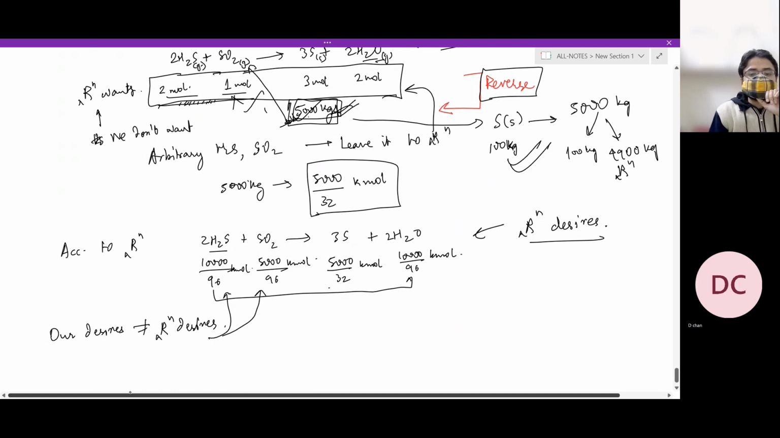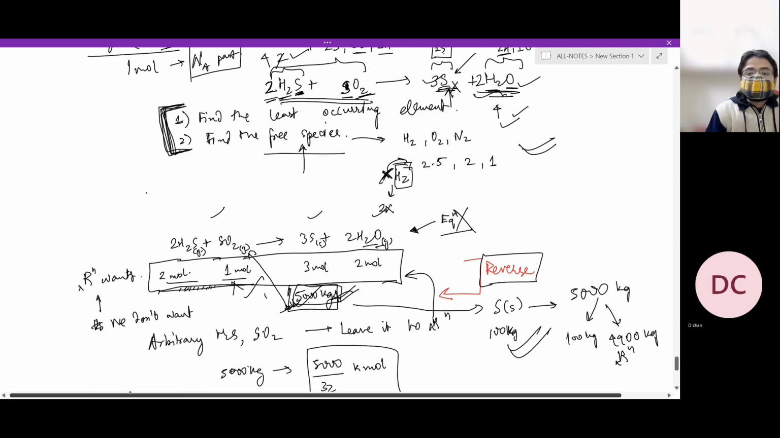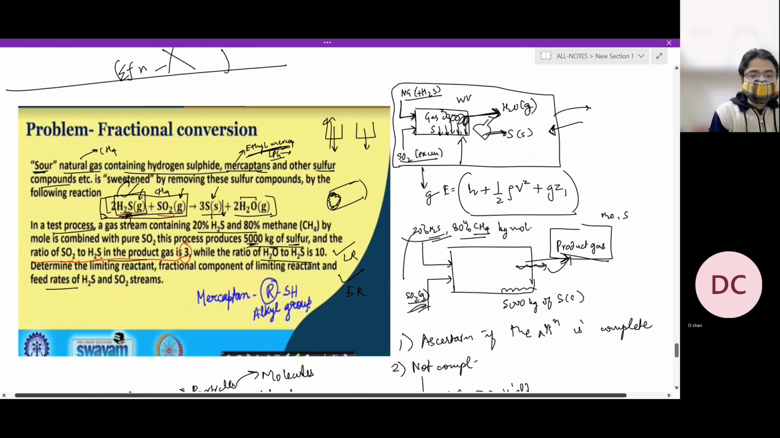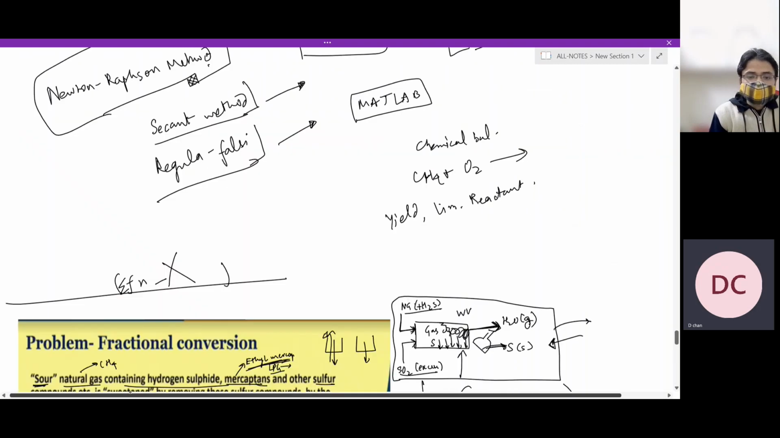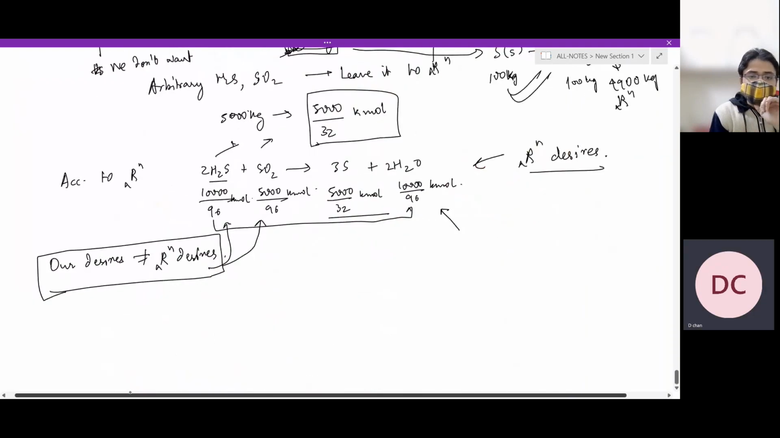So we'll obviously have a lot of excess of this H2S or SO2 or whatever. But this is how the reaction will proceed, no matter how much amount of gases you supply, right? Now, since this entire sulfur is being produced due to the reaction of these two species, we can find out the amount of species that have reacted to be these values, right?